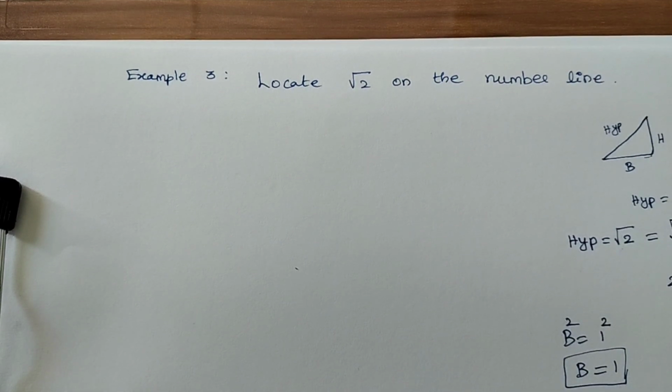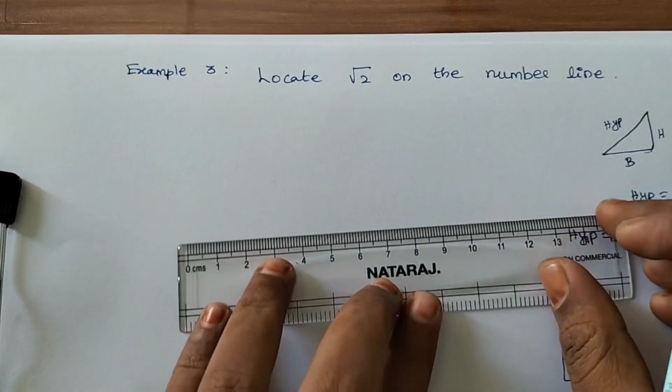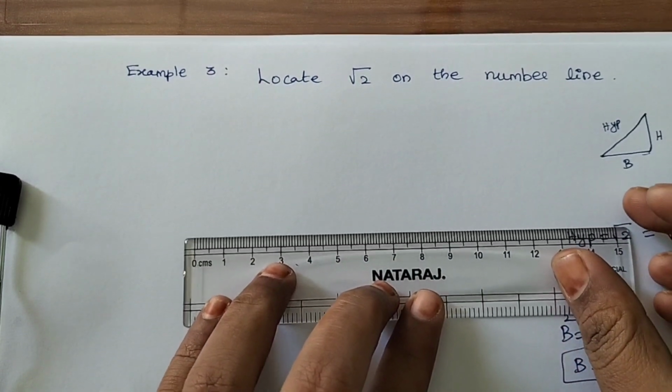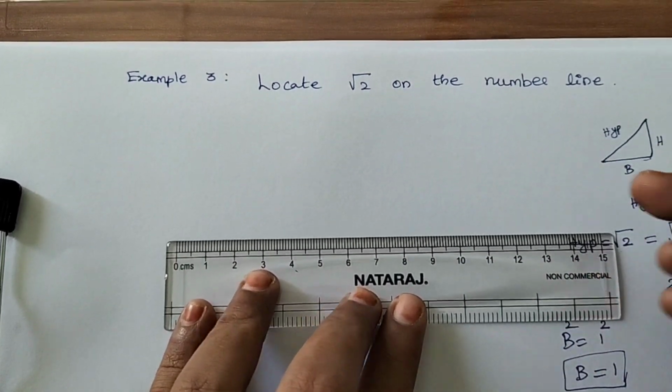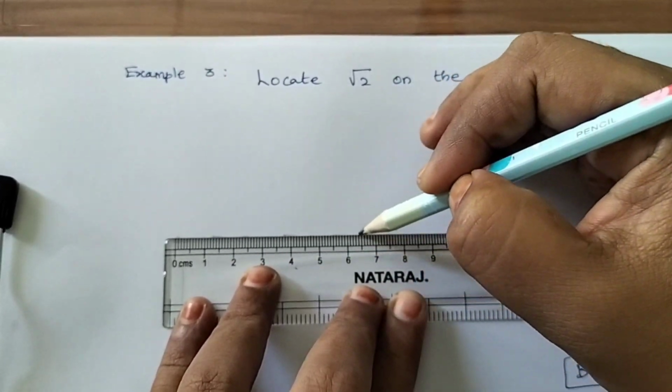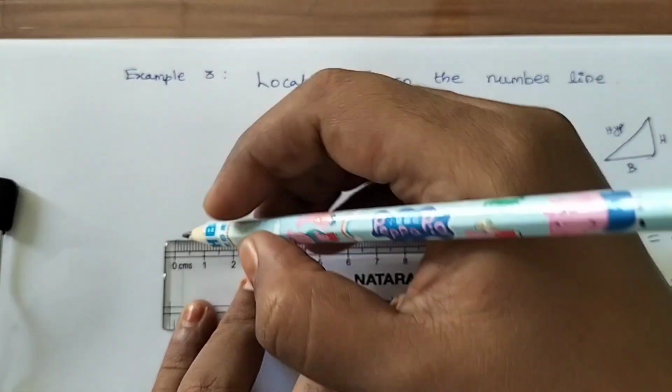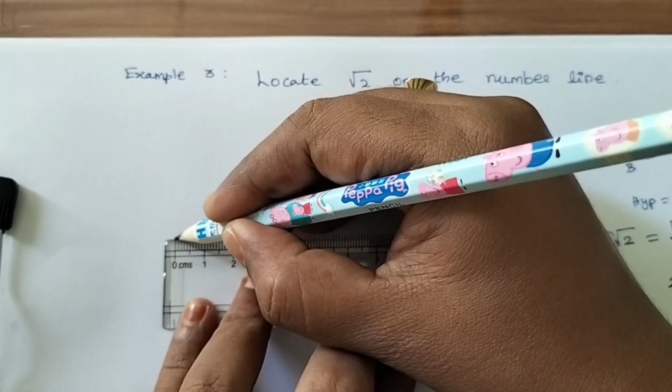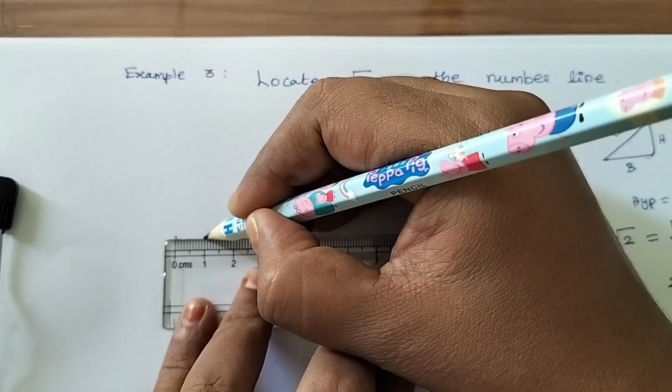Take a scale as well as a pencil, and just draw the points as a number line. Take the number line with dotted lines like this, and then measure 1 centimeter.